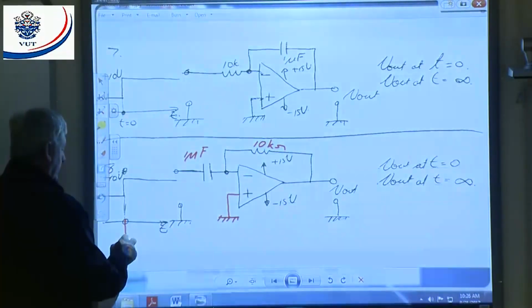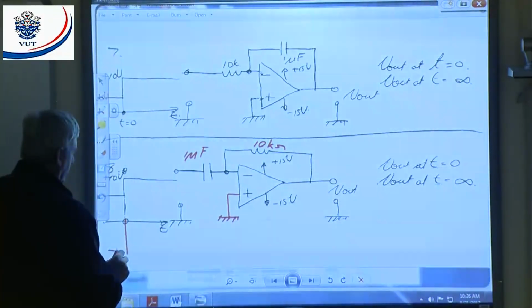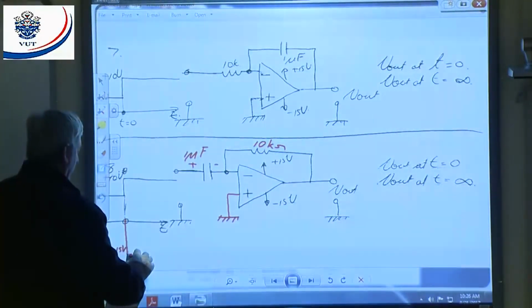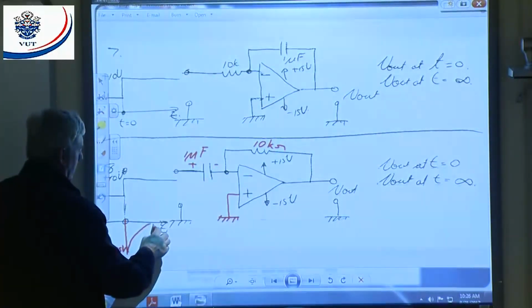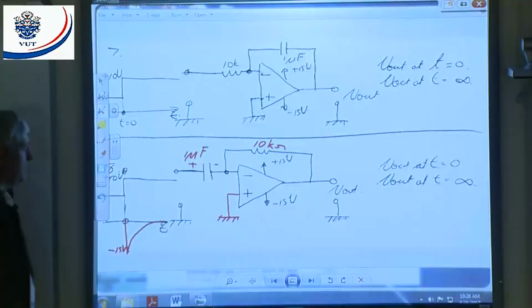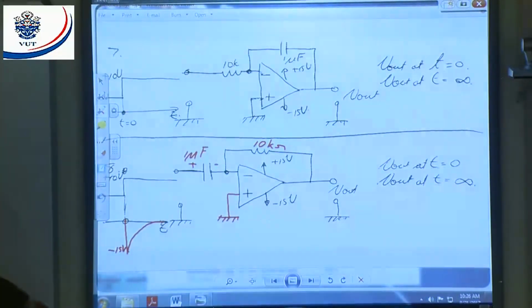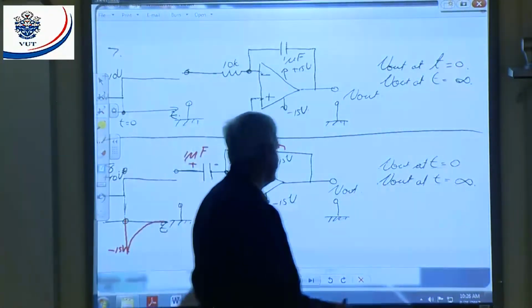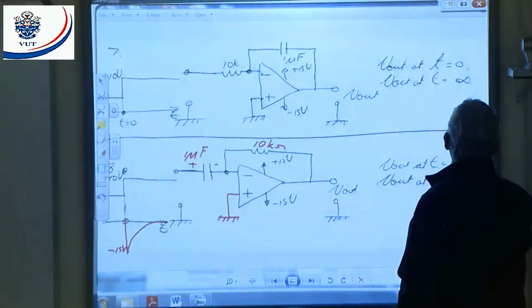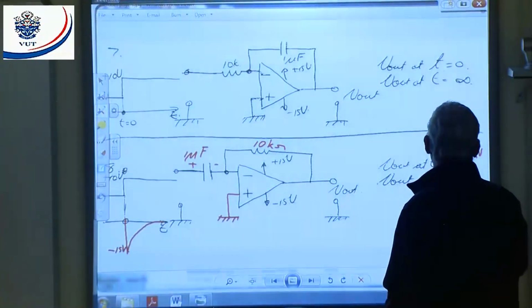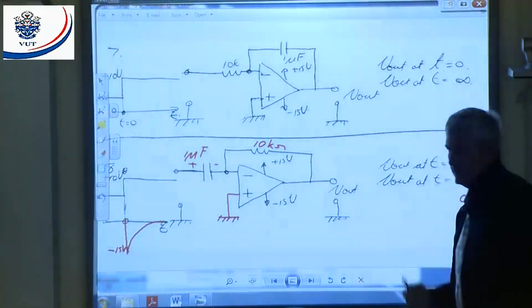It will shoot down to, let's say, minus 15 volts, and then the capacitor will start charging positive there, negative there. That's what the output will look like. Now I ask you first, V out at t is equal to 0, that answer should be minus 15 volts. Then V out at t is equal to infinite, that will be 0 volts. All right.